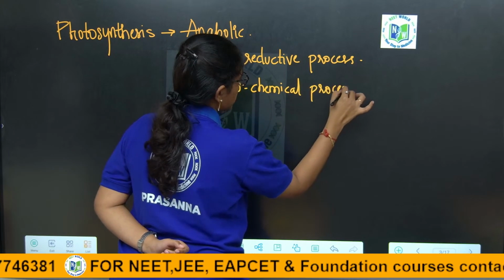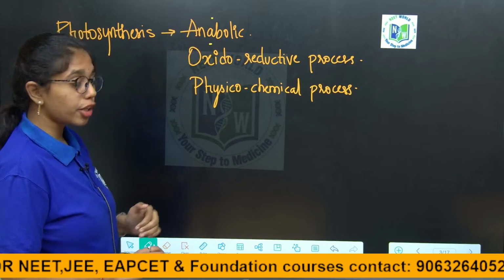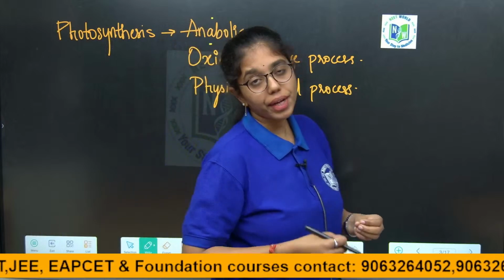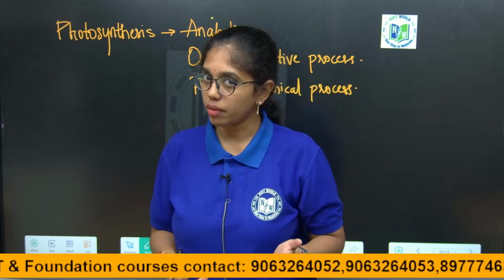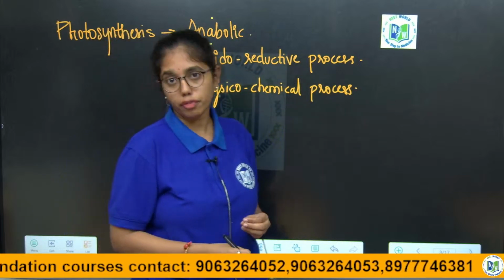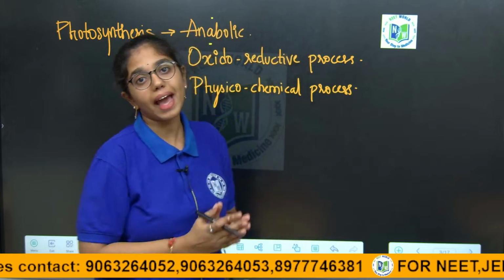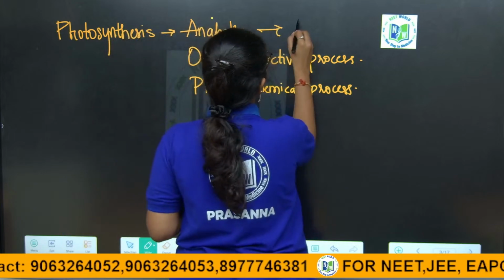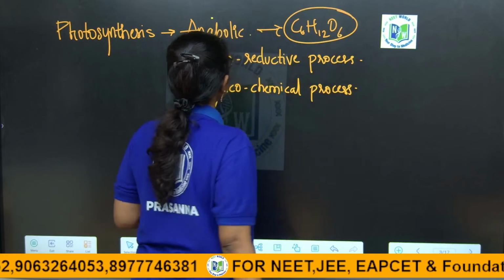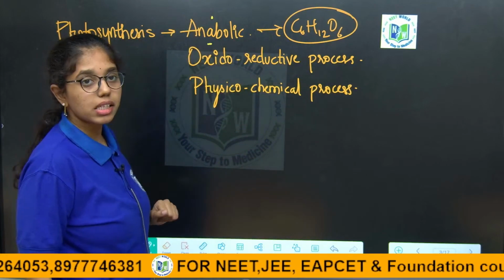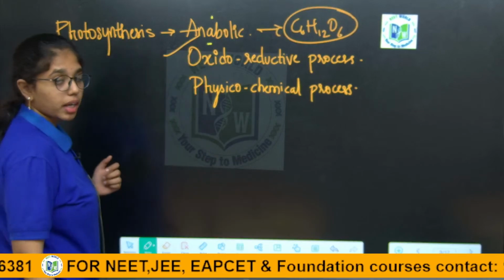Physicochemical process. This is called an anabolic process because it uses simpler inorganic molecules like carbon dioxide, water and sunlight. In the presence of chlorophyll, it builds up the complex organic molecule like glucose. That is why photosynthesis is said to be an anabolic process. It is said to be an oxidoreductive process.